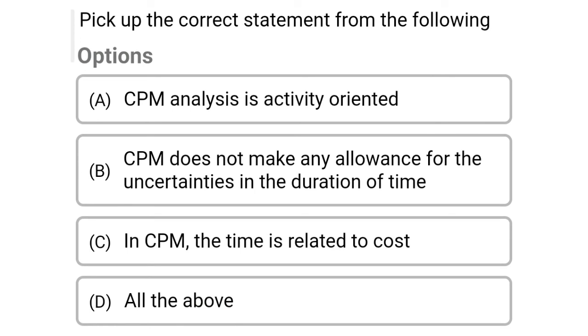So next question, pick up the correct statement from the following. Option A, CPM analysis is activity oriented. Option B, CPM does not make any allowance for the uncertainties in the duration of time. Option C, in CPM the time is related to cost. Option D, all the above. So the correct answer is option D, all the above.